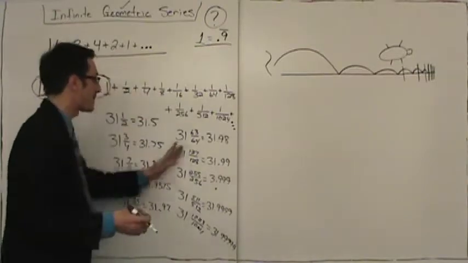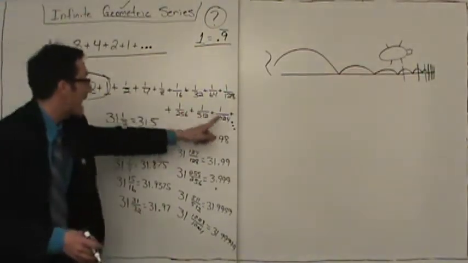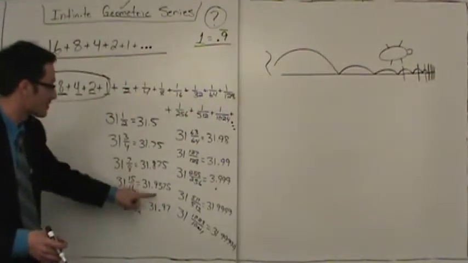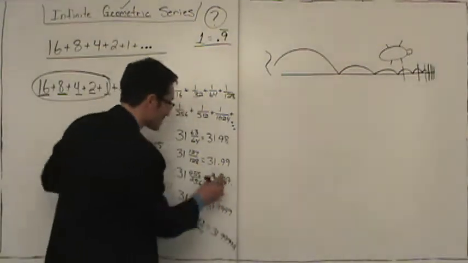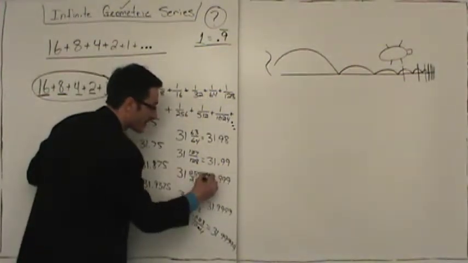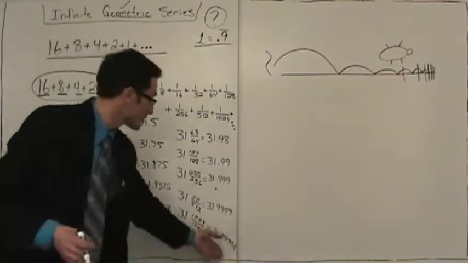31.99999, okay, what's happening? Look at this. What's happening is we keep adding. We're getting closer and closer and closer and closer to what? Closer and closer to 32. I didn't write 31 there, 31.999. So we're getting closer and closer to 32.